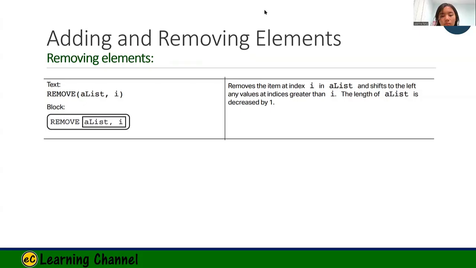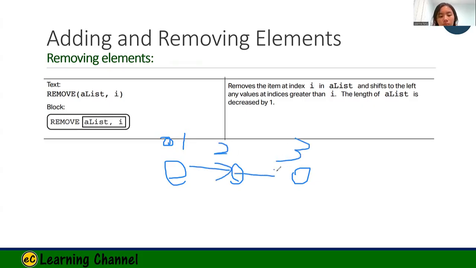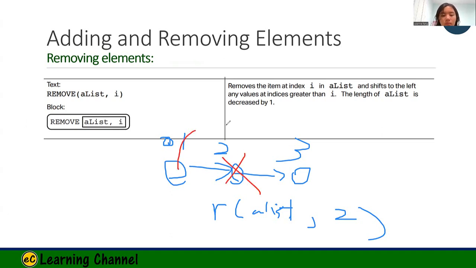Remove i means that, assume you have the index 1, 2, 3. Let's assume you do remove a list 2. That means you take away the index 2, and then you actually go over here. Okay? It's okay? Yeah.